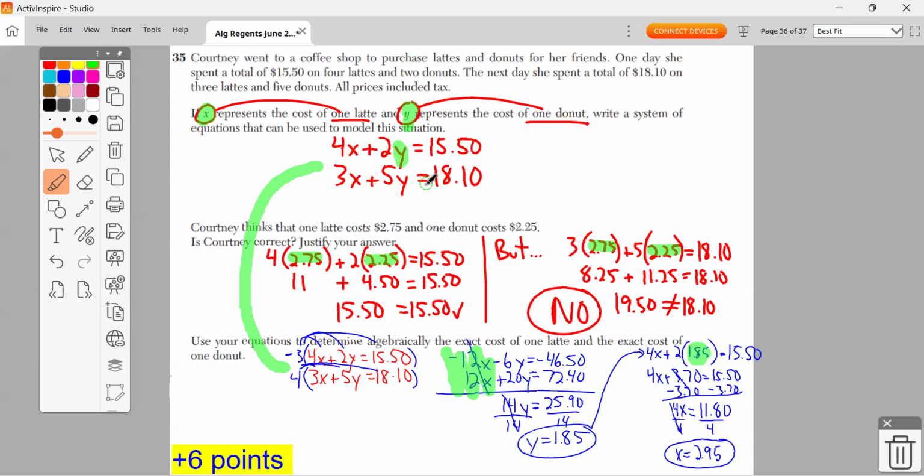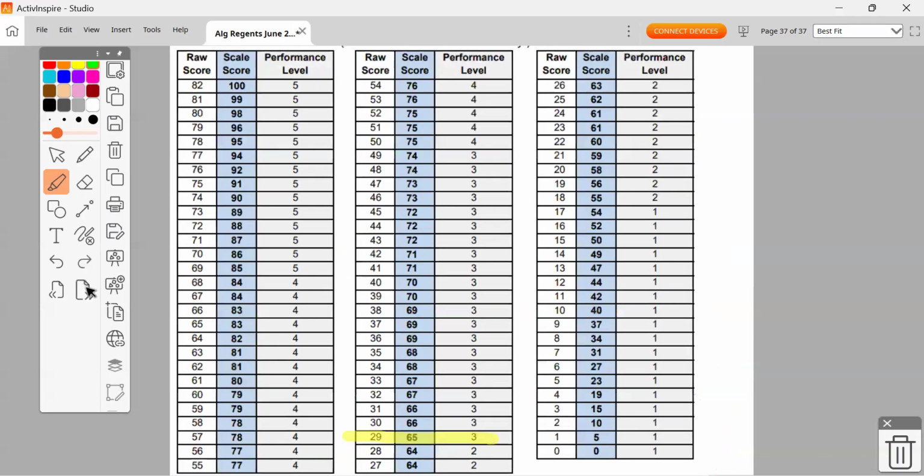2 credits for setting up the system. 2 credits for this middle part saying no and showing that it doesn't work. And then 2 credits for finding X and Y. Here's your scale. You had to get 29 credits to get a passing score.